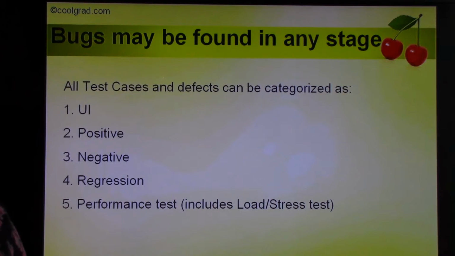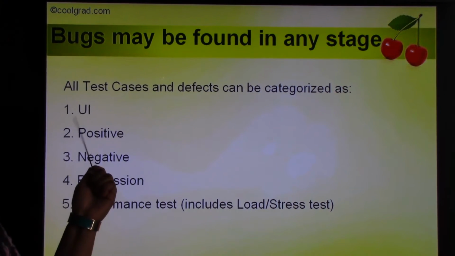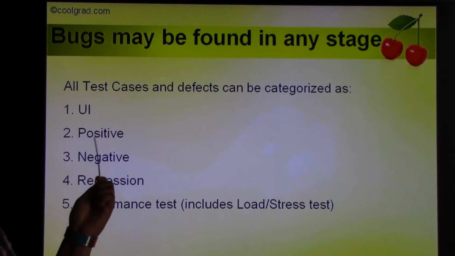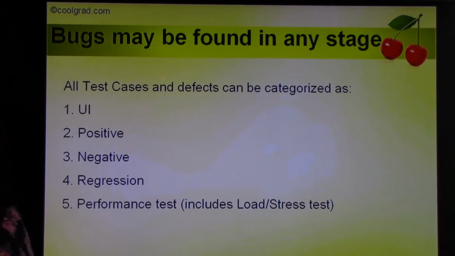So they might find a variety of bugs, including UI bugs or user interface bugs. These are related to the look and feel of the website and the pages. And during positive testing, you give a positive input and the system is supposed to give you a positive output. So if that doesn't happen, then it's called a defect that's found in positive testing.